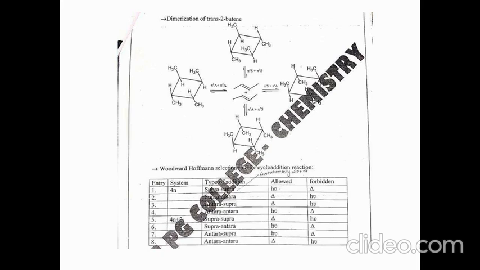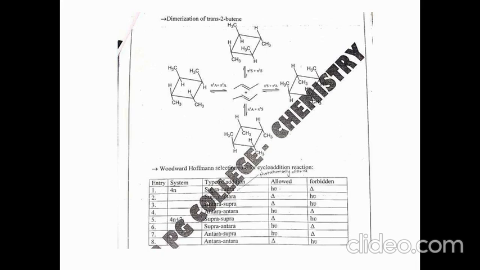Now next is the right hand side, that is pi2s plus pi2a. The top component will have trans stereochemistry, and the lower component will have antarafacial addition. The first component is supra, so the two methyl groups will be anti, and the second is pi2a. Pi2a means antarafacial addition, so the stereochemistry will be different: in place of the two methyl groups both above or both below, one we have to put above, another we have to put down.